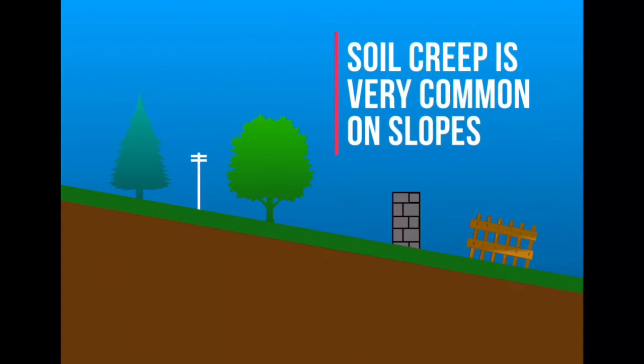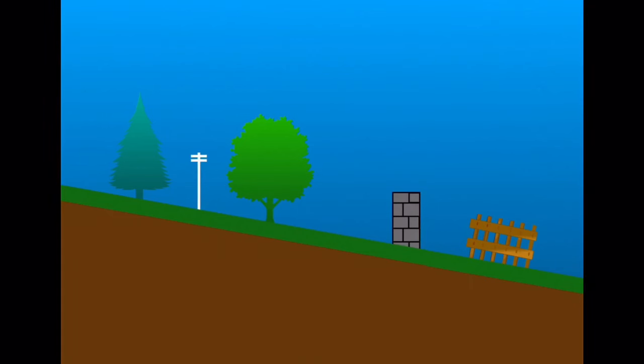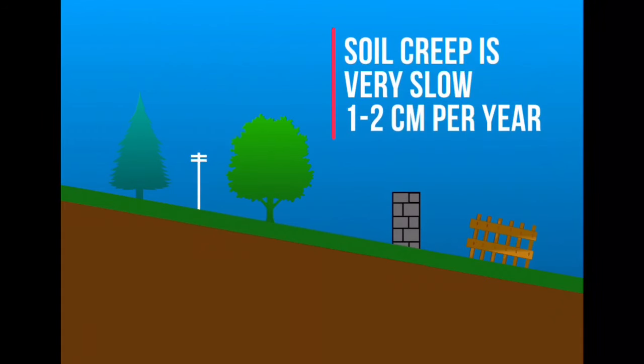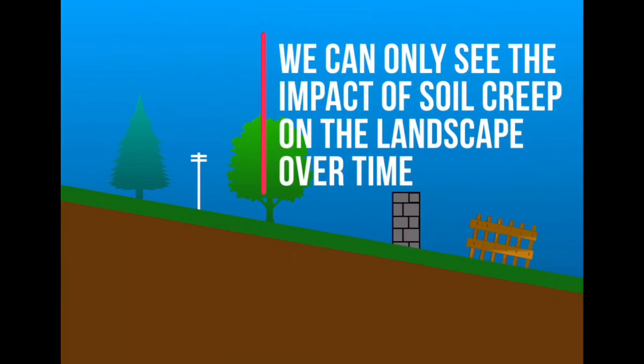Soil creep is a very common form of mass movement and can be seen in the landscape all around us. Any second now. Still no? That's because soil creep is a very slow form of mass movement, often as slow as 1 to 2 centimeters per year. Similar in a way to the movement of tectonic plates, you cannot see the movement, but can see the impact of soil creep over time.